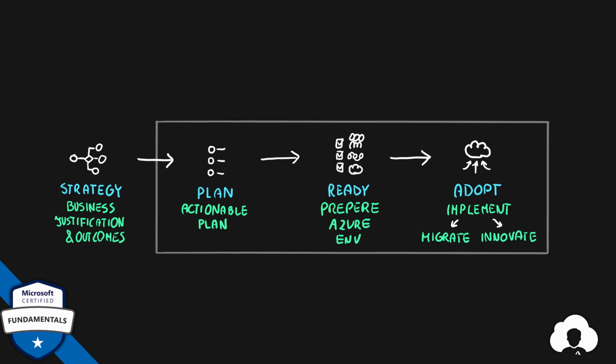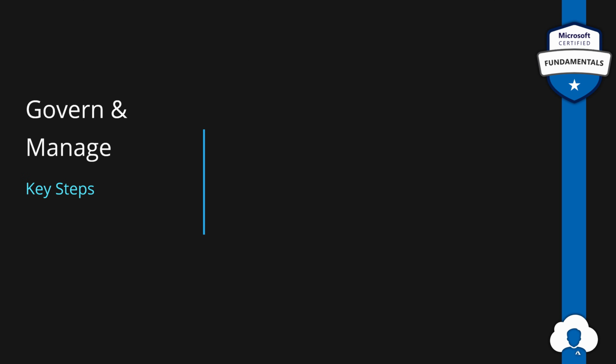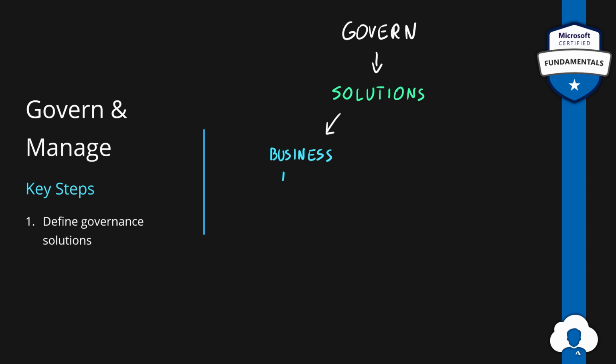Speaking of which, the next two processes that we need to talk about are governance and management. And those processes span across all those three stages, because regardless of what your current stage is, you need to start to govern and manage your environment from the earliest stages until the very end. For the governance and management part, there are two main things that you need to do. First of all, you need to define what the governance solutions are. But for the solutions here, remember about three important things.